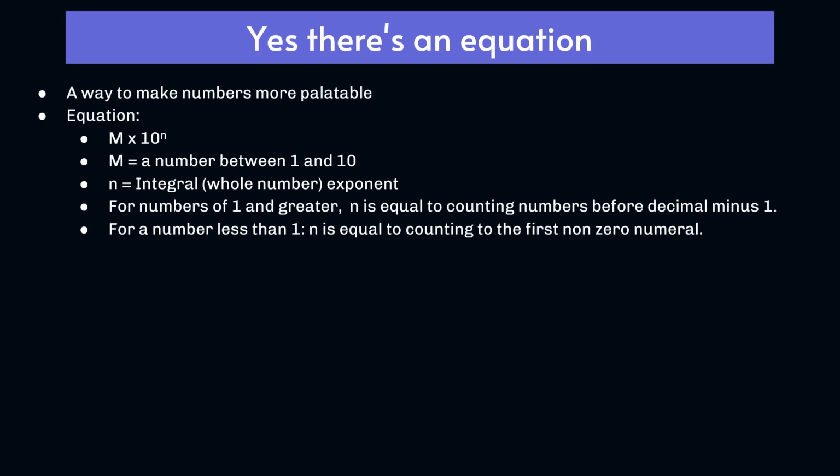So the equation here, you just have m times 10 to the nth power. So m is a number between 1 and 10. Again, you're going to end up having, say, 0.01. You then make that into 1.0 times 10 to the negative second or something like that. So it's always going to be between 1 and 10. You're not going to have like 100 times 10 to the whatever. That's not proper scientific notation.